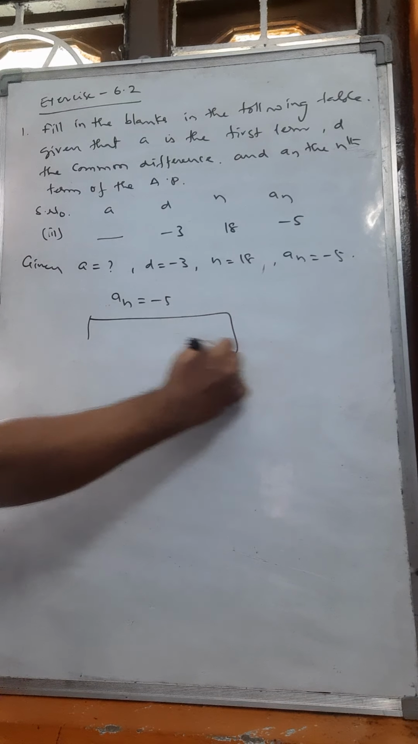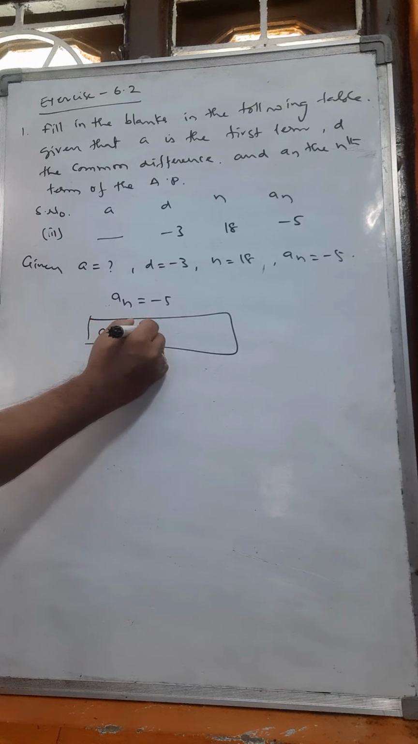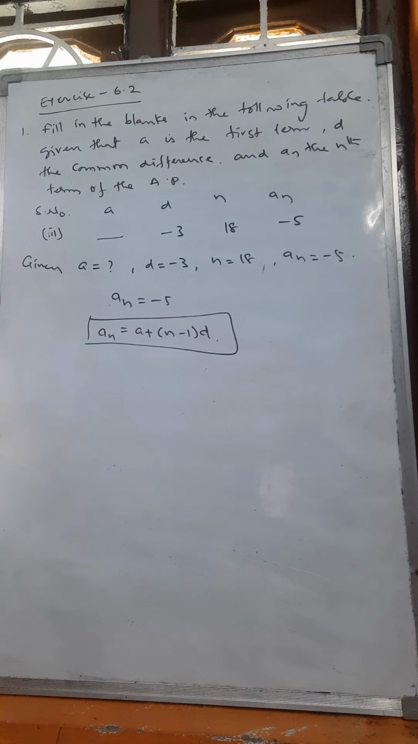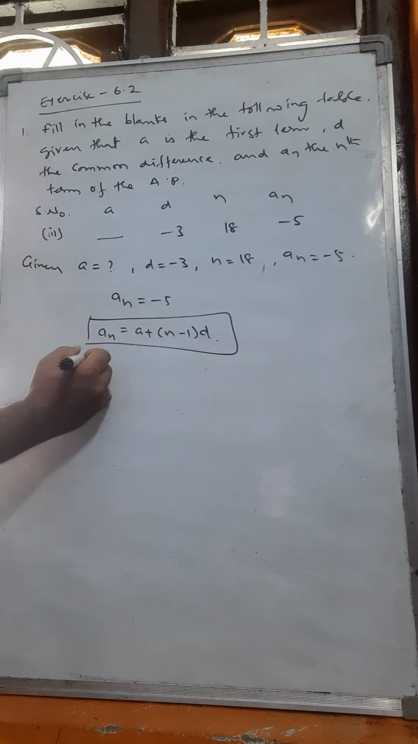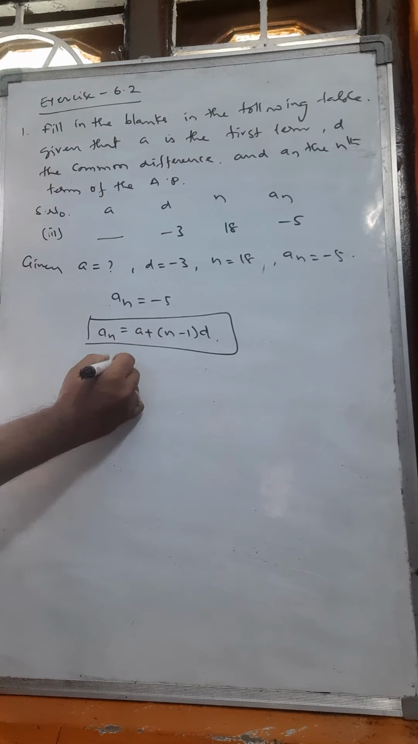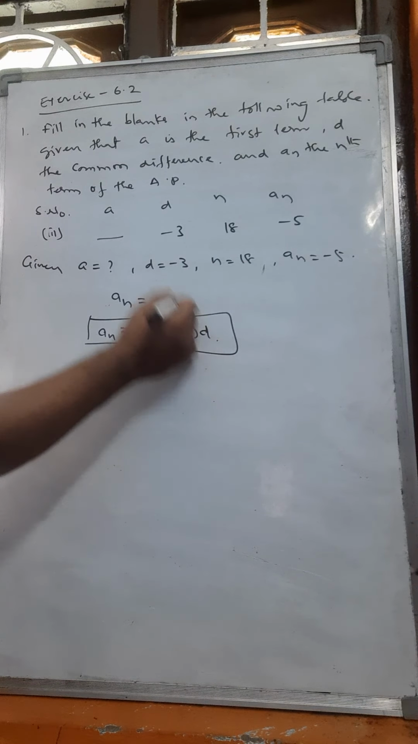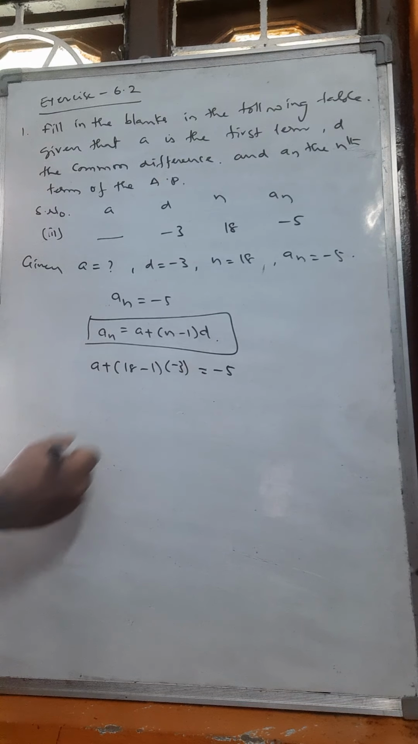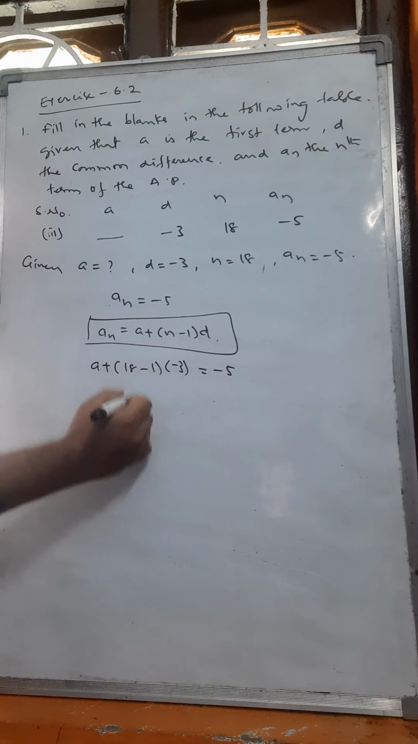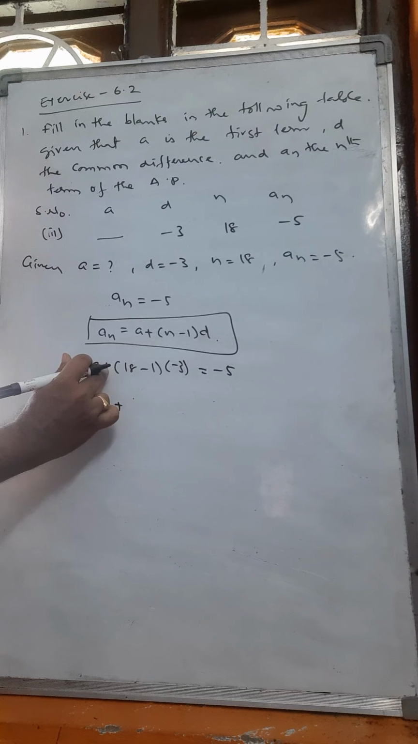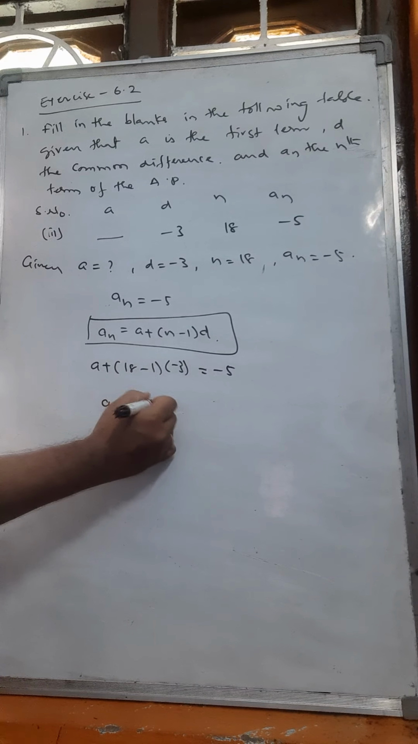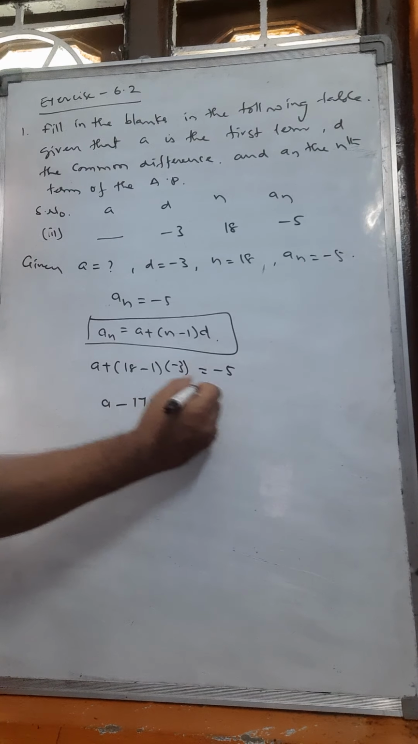We know one of the formulas, AN is equal to A plus N minus 1 into D. TN or AN, both are the same. A plus, we don't know A, N minus 1, N is 18, 18 minus 1 into D, D is minus 3, is equal to minus 5. So A plus 17 into minus 3.